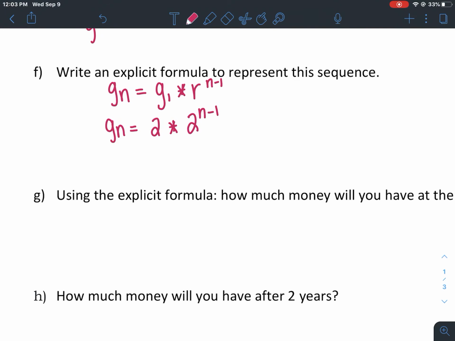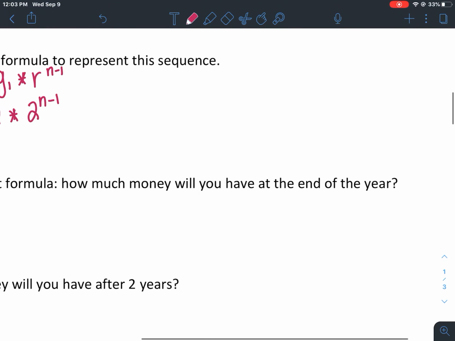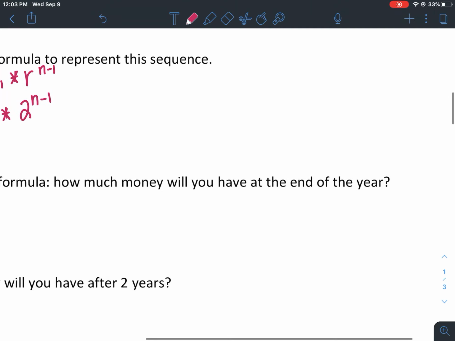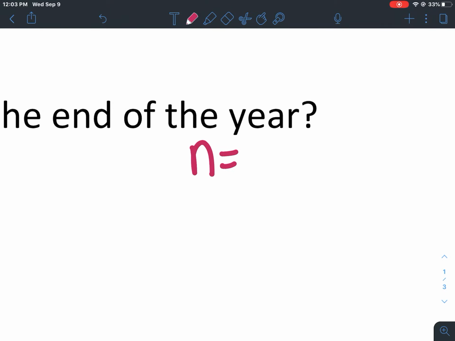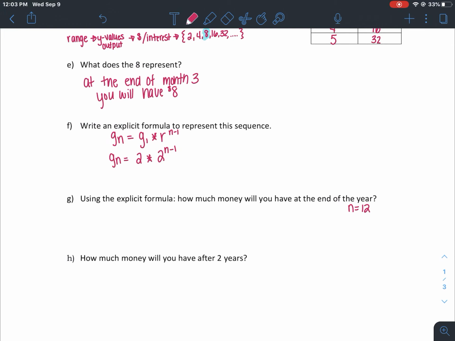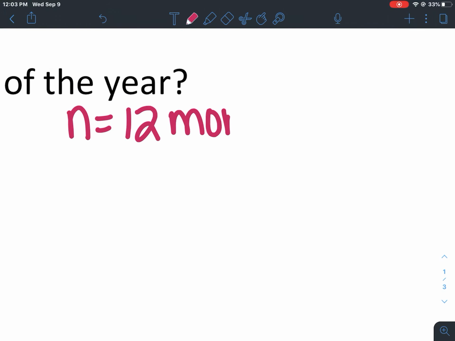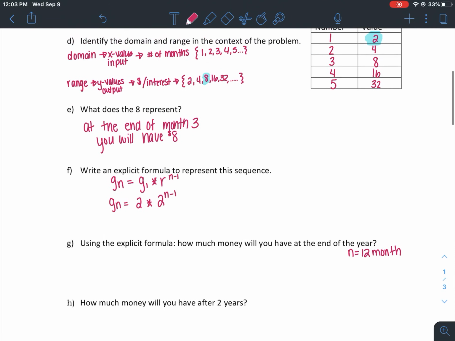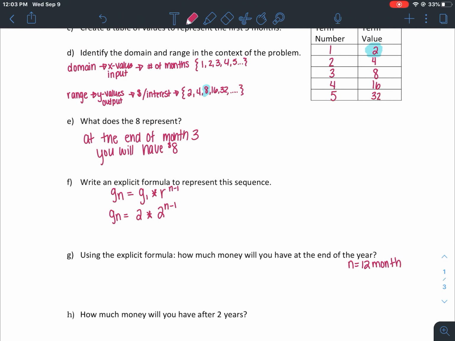Part G, using this explicit formula that we just created, how much money will you have at the end of the year? Remember, n equals 1 year, so that's 12 months. We're dealing with months, so our units need to be the same. I'm not plugging in 1 for 1 year because all of my input values are in months. 1 month, 2 month, 3 month, 4 month, 5 month, and so on. If you plugged in 1, it would be like plugging in 1 month. So that's why we're using 12.